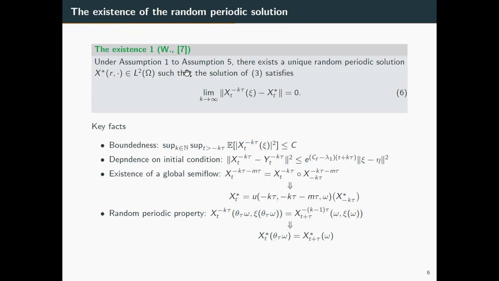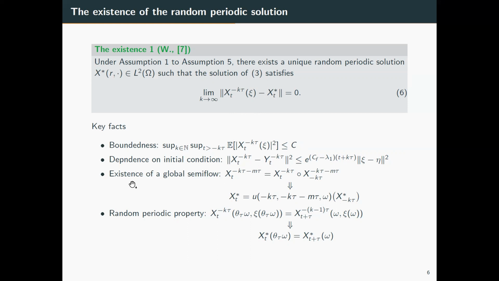Under assumptions 1 to 5, we are able to show there exists a unique random periodic solution, which is the limit of x^{-kτ} regardless of where it starts. To show the existence, we need some extra lemmas. First, we need to show the boundedness of x^{-kτ} in the L2 sense. Then we need to show the dependence on initial conditions. So we measure the difference of two paths, and we will show the difference gives you a contraction map.